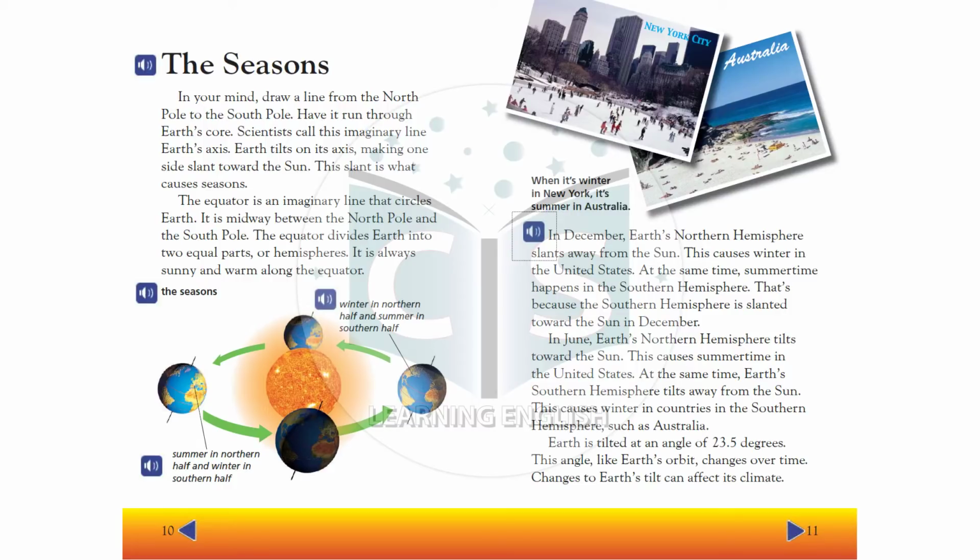Earth is tilted at an angle of 23.5 degrees. This angle, like Earth's orbit, changes over time. Changes to Earth's tilt can affect its climate.